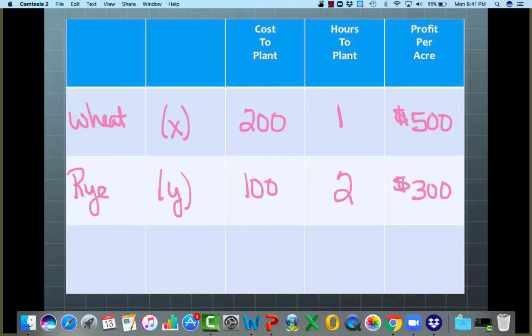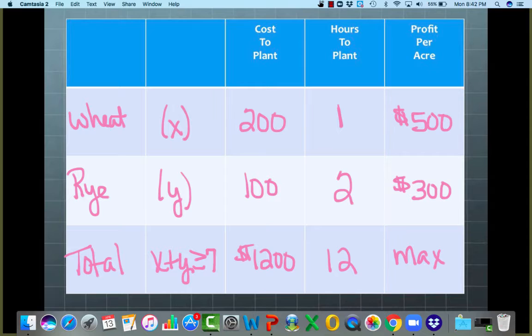Now, I also know some totals here. So if I look, the first thing they told me is that he has to plant at least 7 acres. So I'm going to let X and Y represent the number of acres of each one of those different crops. So then if I take X plus Y, it has to be at least 7. So that means that I want it to be greater than or equal to 7. Now, remember that I have a total of $1,200 to spend on planting, and I have 12 hours that I can spend on planting. And then what I want to do is try to find the maximum of my profit.